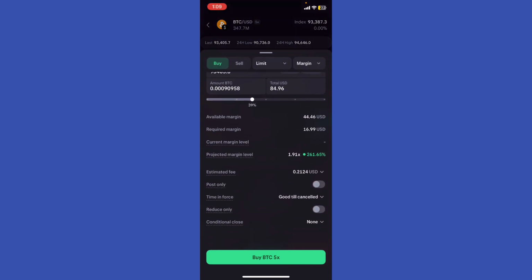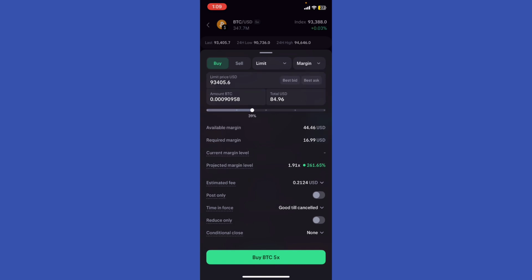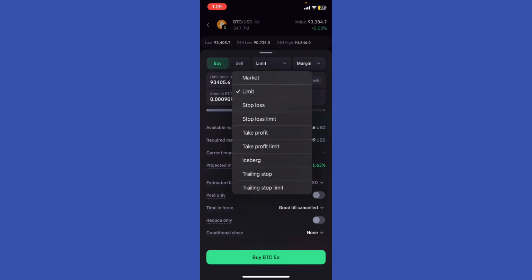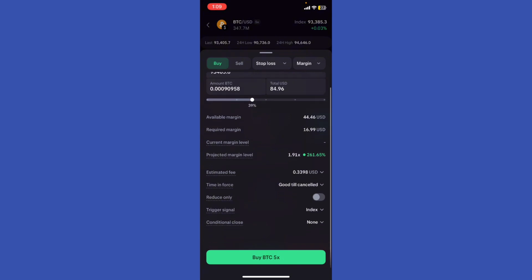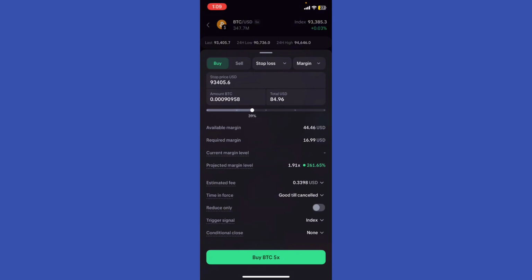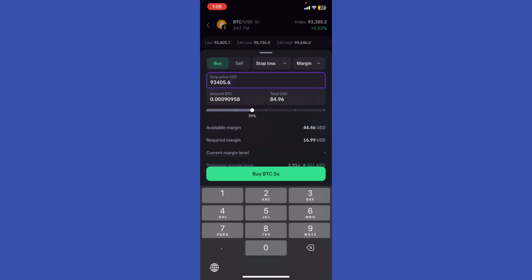You can scroll a little bit down and see right here the options. You can select the order type right here and then select stop loss, and then the stop price. Let's say for example 93,000. If it goes down to it right here, you can see that the current price is 93,388, and the stop price is 93,405. So if you are buying, the stop price should be above that.